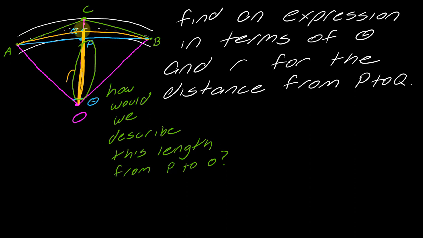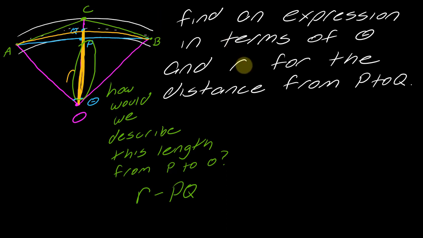Because I know Q to O, or O to Q, this whole yellow part, this whole yellow part is R. I'm trying to figure out this little piece here. So the way I would like to describe this length that I've circled is R minus PQ. So why am I labeling it that?